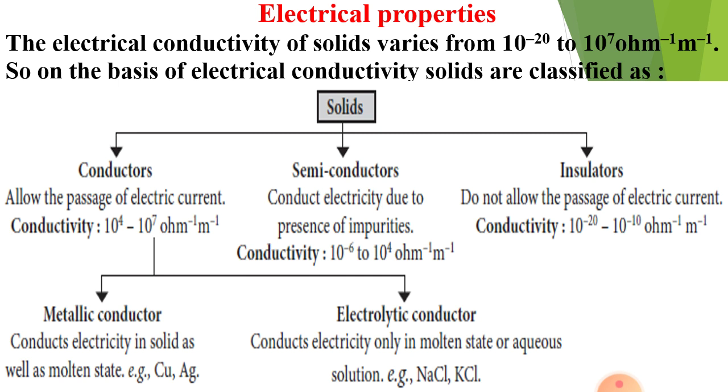Second, semiconductors. Here the electric conductivity is due to presence of impurities and the conductivity range is from 10 to the power minus 6 to 10 to the power 4 ohm inverse meter inverse.